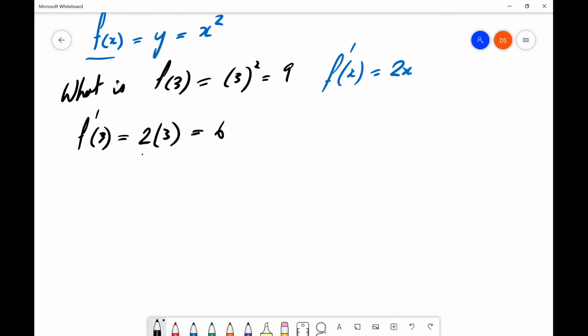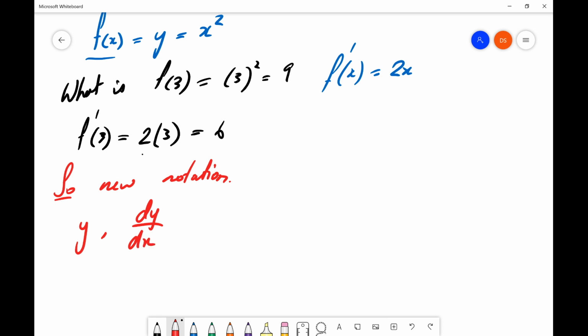New notation. So you may have used it last year, but I want to start off again with it. Okay. So y is a function. dy by dx is its derivative. So f of x, this is f dashed of x. Okay, that's first derivative.